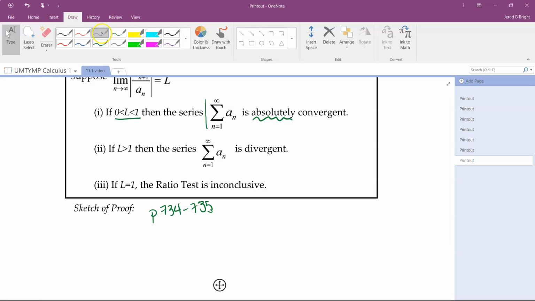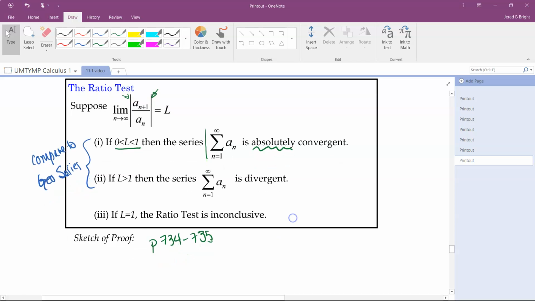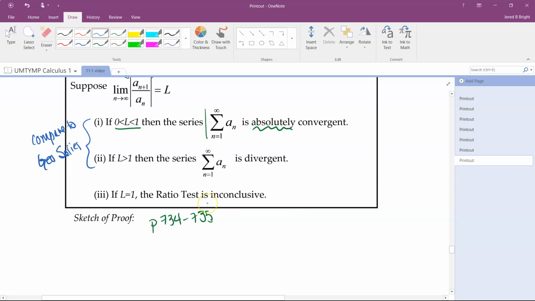The idea here, and you might have gathered just based on these ranges of L, is that you want to compare to a geometric series, and so you end up using comparison test in the proof here. So that's kind of a neat little thing. Okay, so ratio test, you take the ratio of consecutive terms, and then if L is within a certain range, then you make a conclusion. If it is inconclusive, then you have to do more testing. That's all that means.